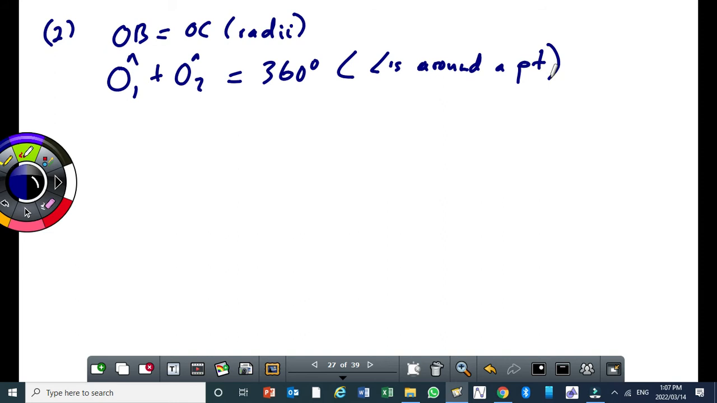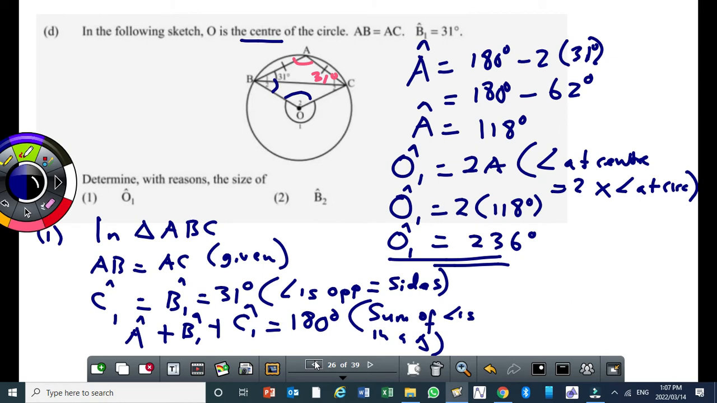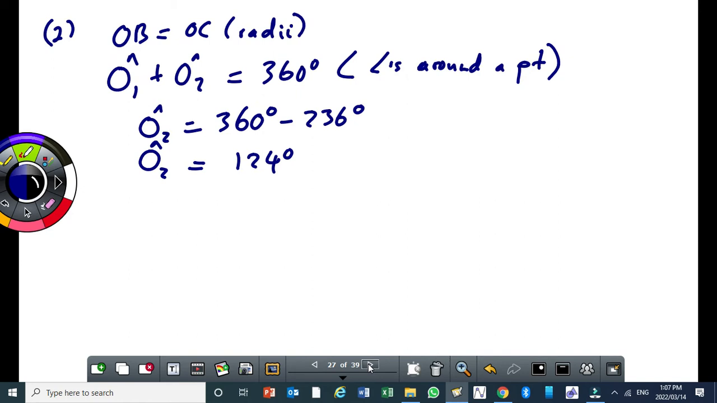So we know that O1 is 236, therefore O2 is going to be 360 degrees minus 236 degrees. And this gives you 124 degrees. Okay? So I found the value of O2, which is also at the center. Then the next thing is to use your knowledge of geometry of triangles. The sum of angles in a triangle add up to what? 180 degrees.